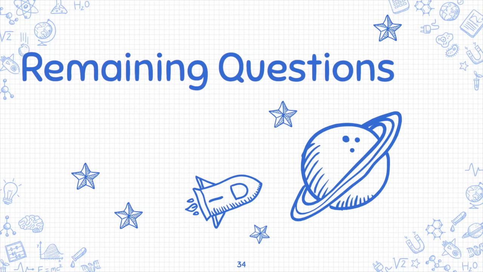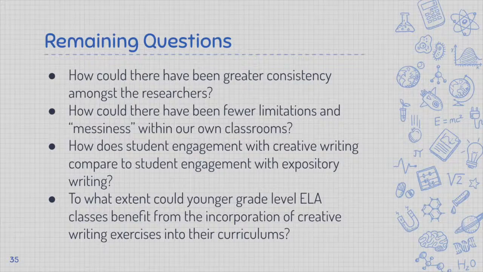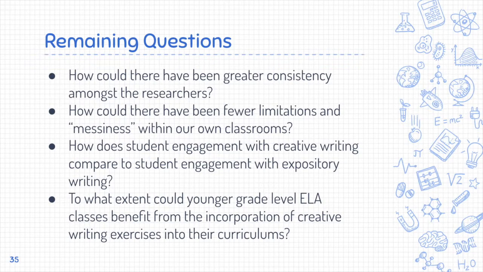In terms of the remaining questions that we had, having gone through the process, there were a few. First, how could there have been greater consistency amongst the researchers? I think the point has been nailed home that there were a lot of differences that exist between our classrooms, whether it be school site, age group, many other factors. With that, we wondered, how could we have found greater consistency with our results, accepting these differences?